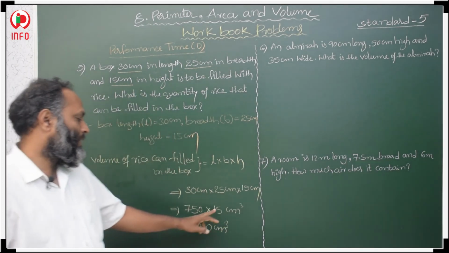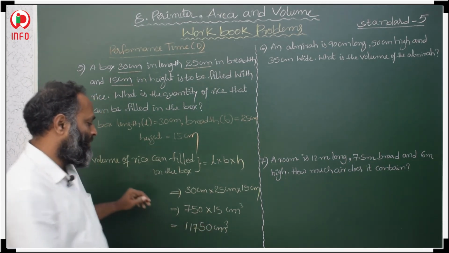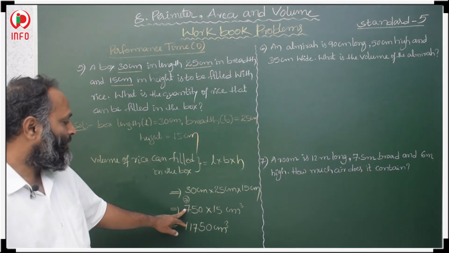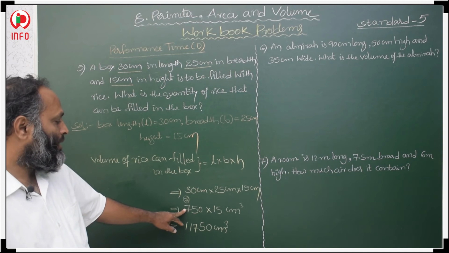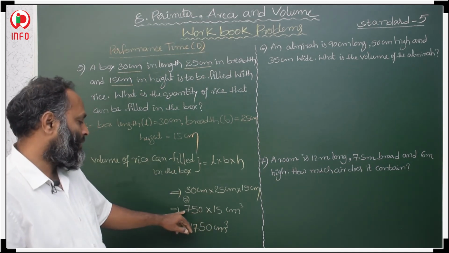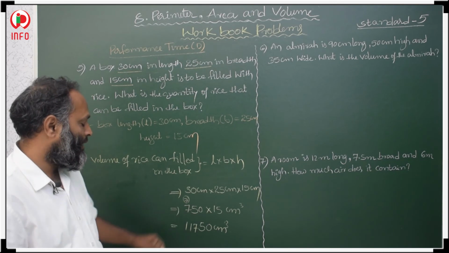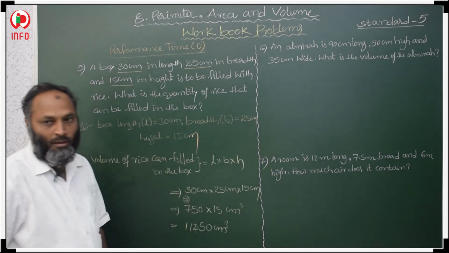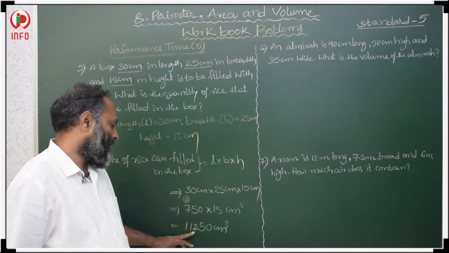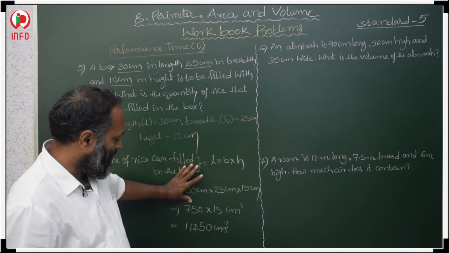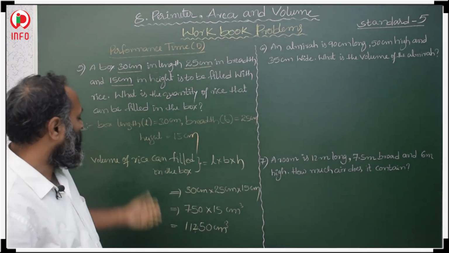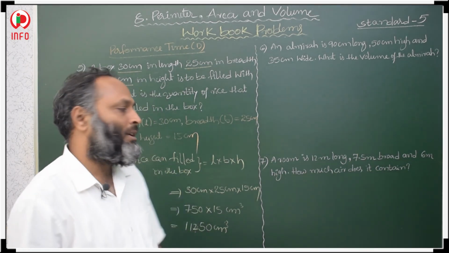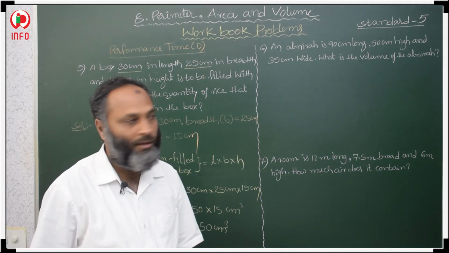So once again 15 zeros are 0, 15 5s are 75 and 7. 15 sevens are how much? 15 sevens are 105, 105 plus 7, 112. So 11,250 centimeter cube. So this much rice can fill in that given quantity of given measurement of that box. This much rice can be filled. Okay.